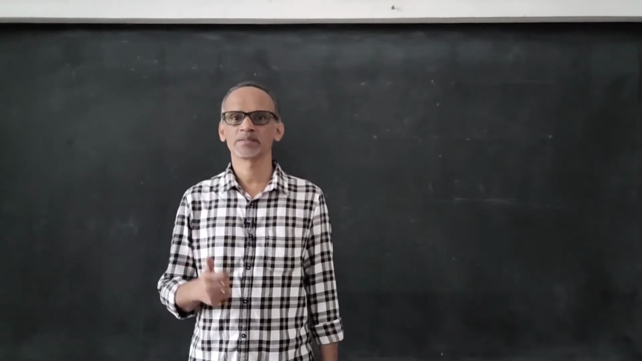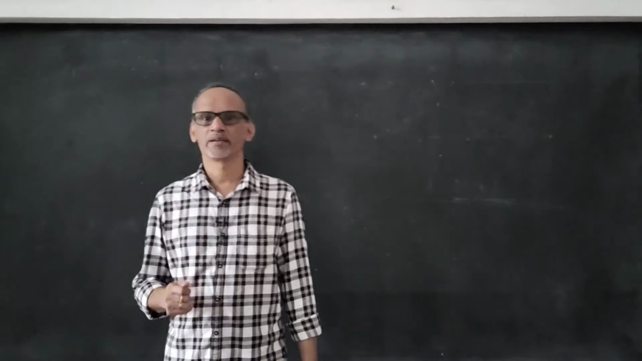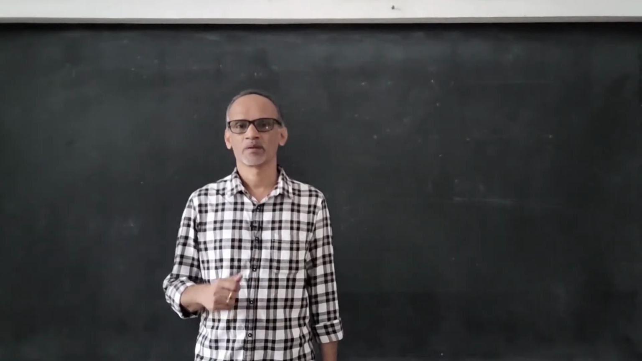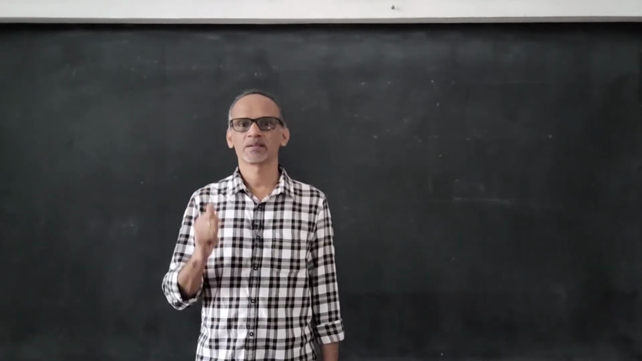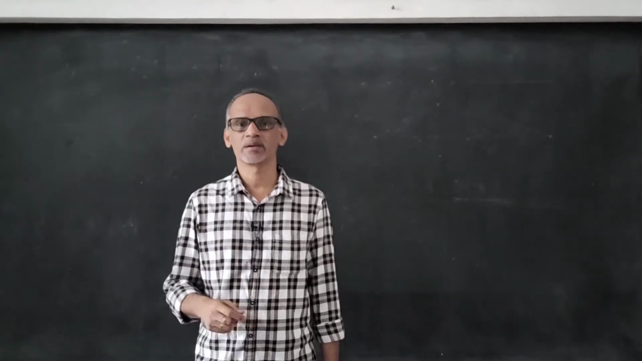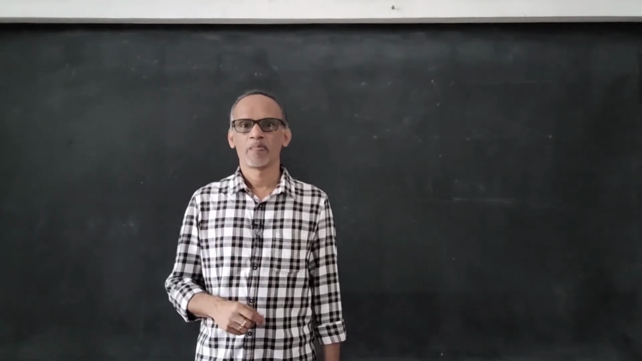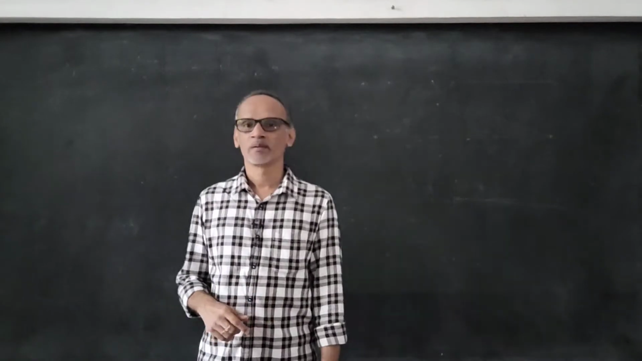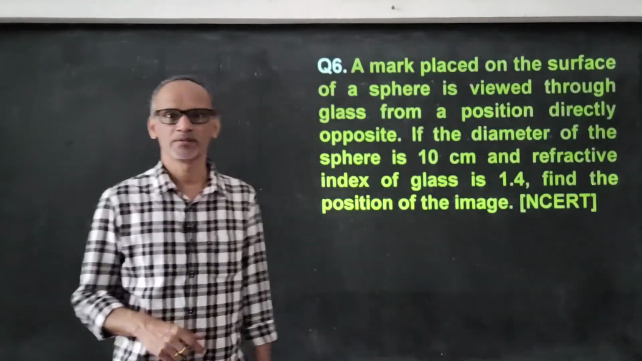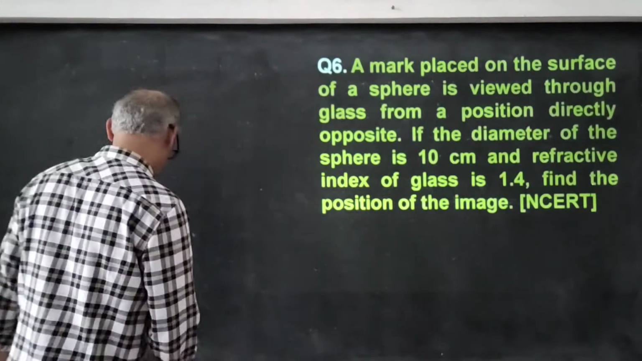So, what is the object space? Space containing the incident ray is called the object space. What is image space? Space containing the refracted ray is called the image space. Based on this topic, we have a numerical. So, let us try this numerical right now.